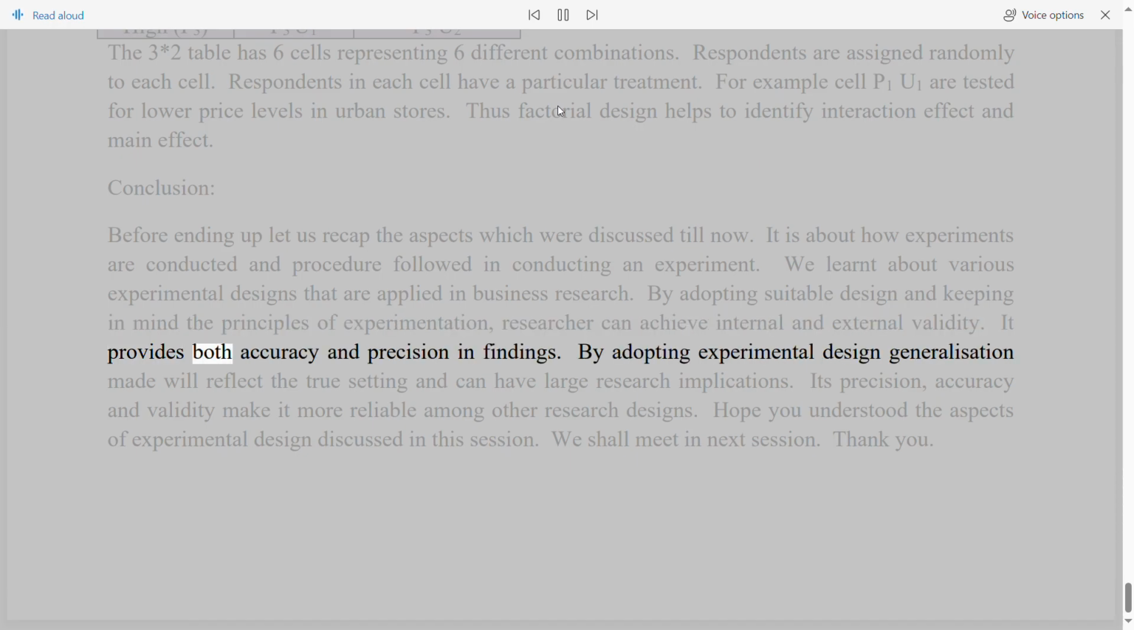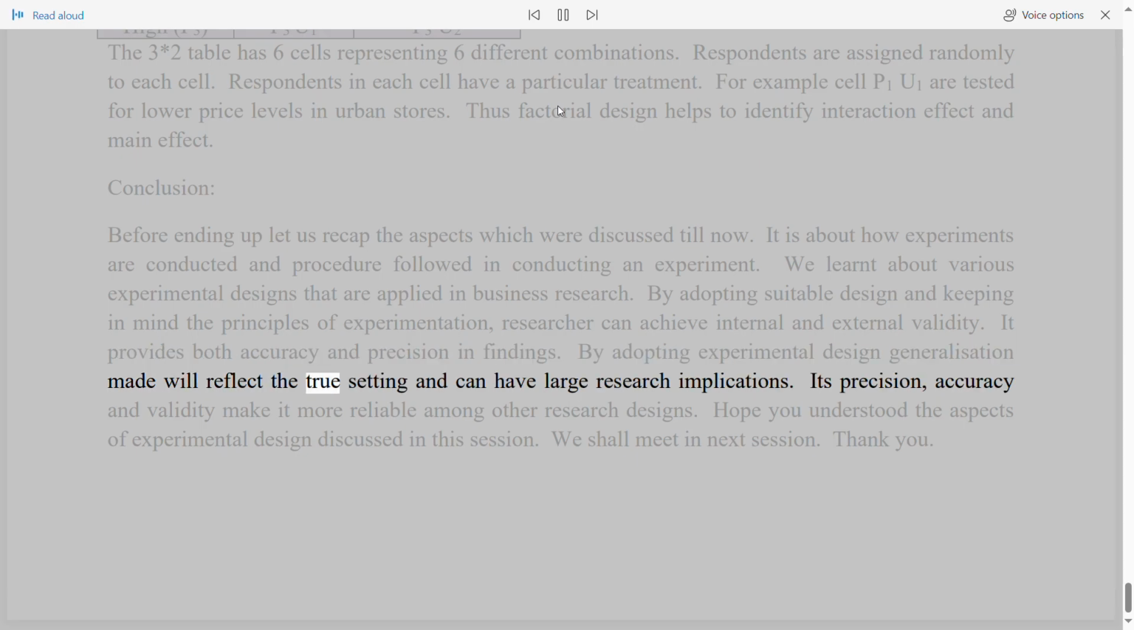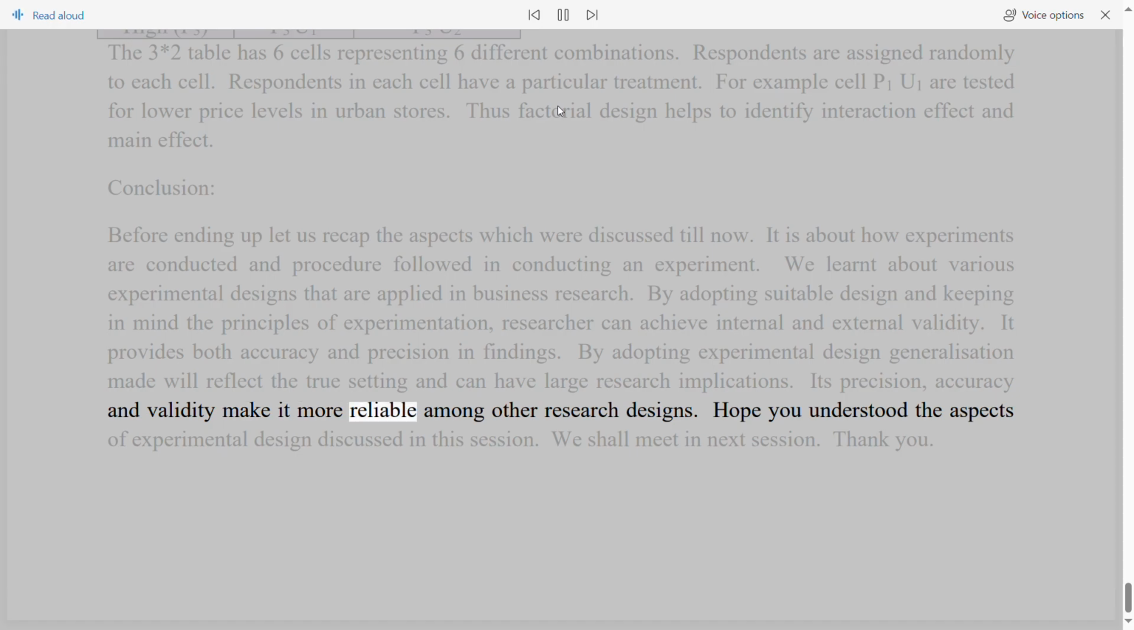It provides both accuracy and precision in findings. By adopting experimental design, generalization made will reflect the true setting and can have large research implications. Its precision, accuracy, and validity make it more reliable among other research designs.